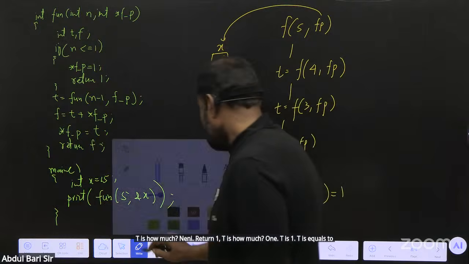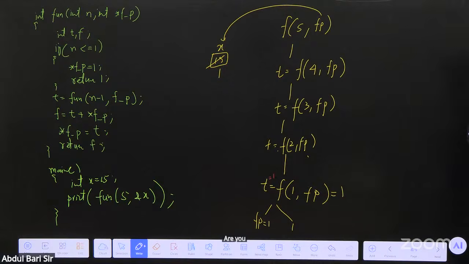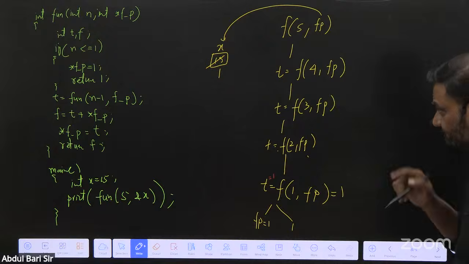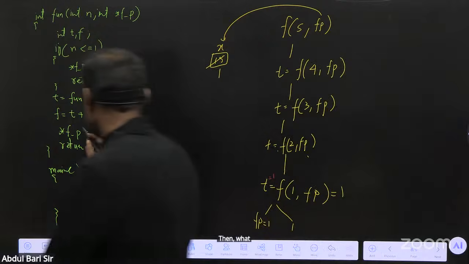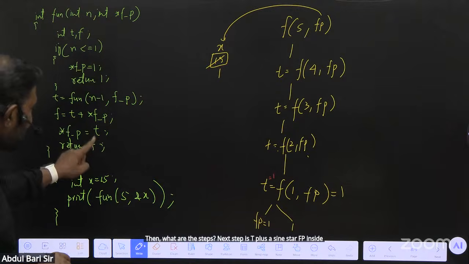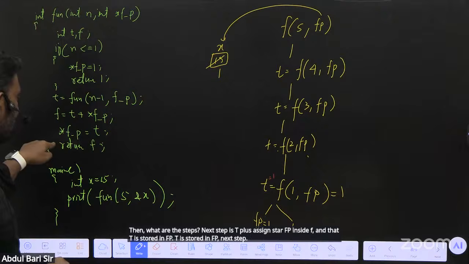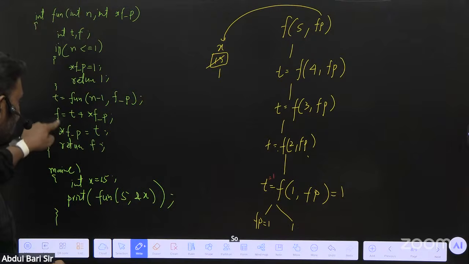I am writing it in here. Are you doing it like this only? Then what are the steps? The next step is t plus assign star fp inside f, and that t is stored in fp. t is stored in fp, next step. So these two steps are a little independent, right?